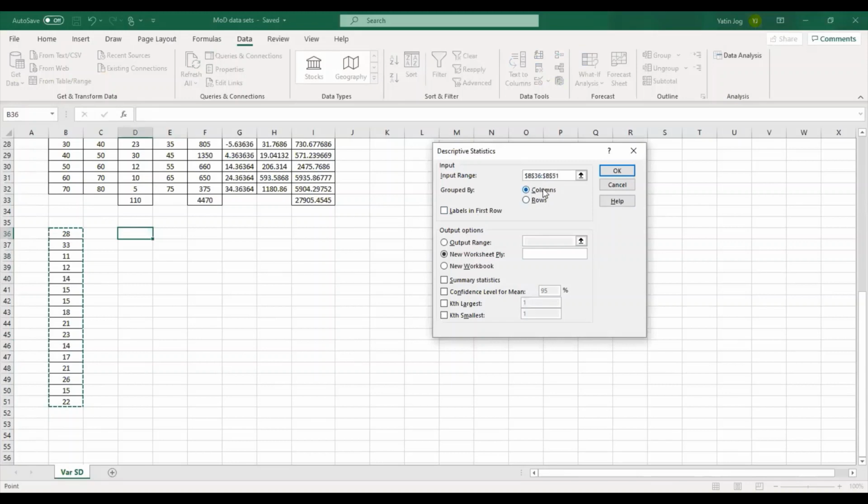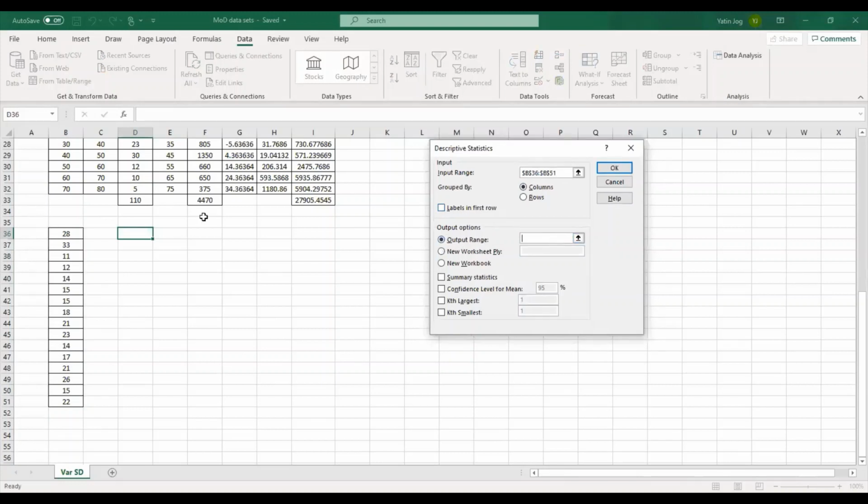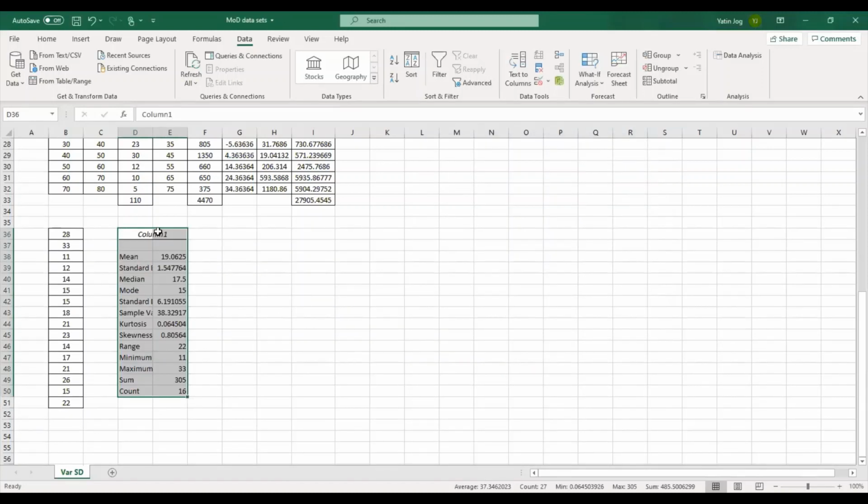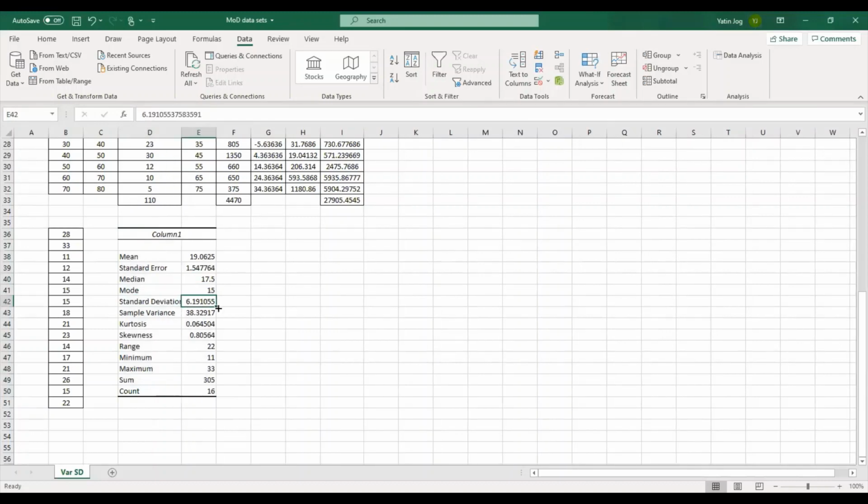Columns, yes, my data is grouped in columns. My first row doesn't have any labels, so I'll not click on this option. Output, suppose I want to start my output from this location, and then I just want the summary statistics, so I'll click on OK, and what I get is this. So what is my standard deviation? Standard deviation is 6.19 for this ungrouped data, and variance is 38.